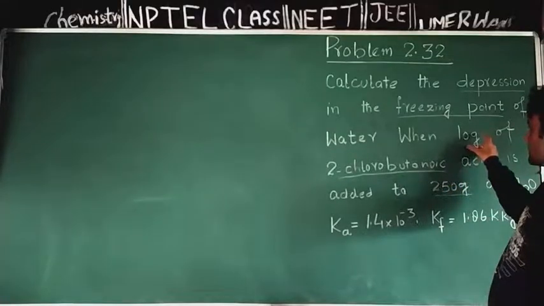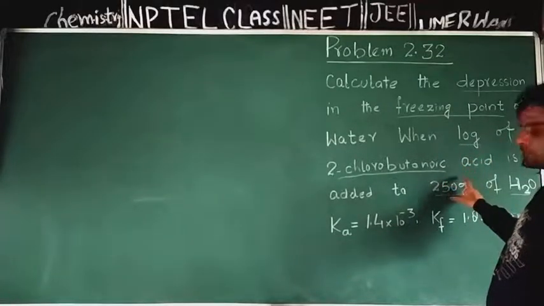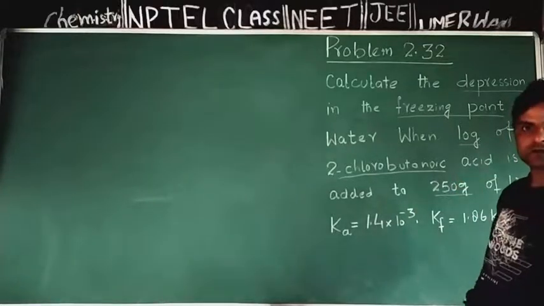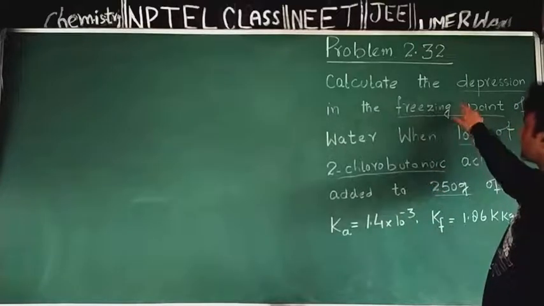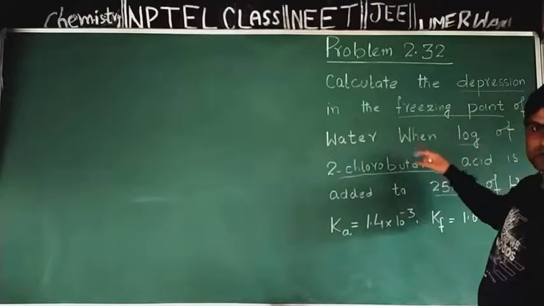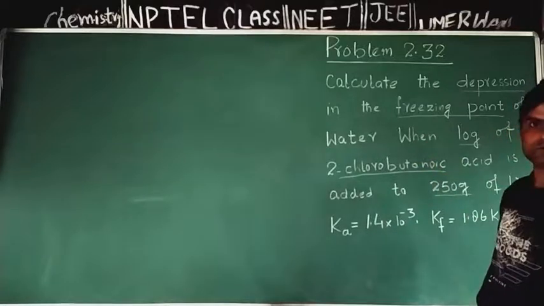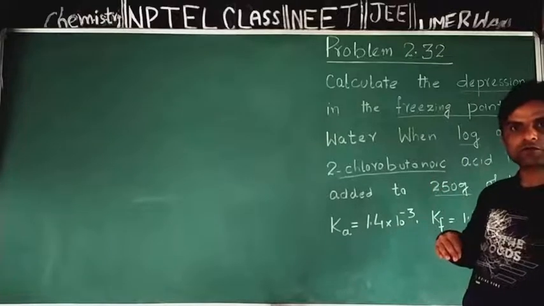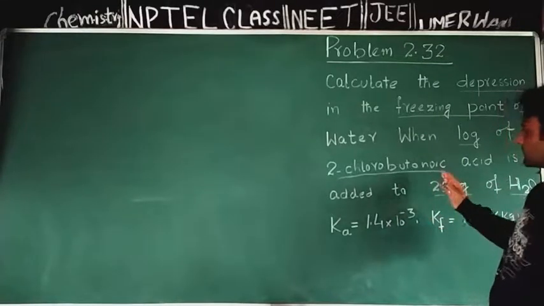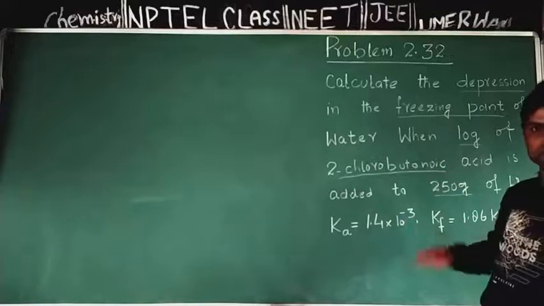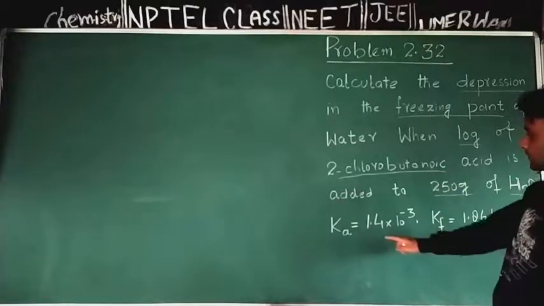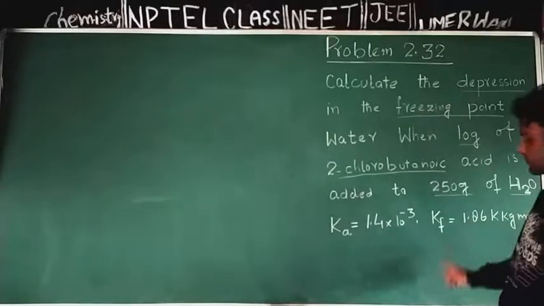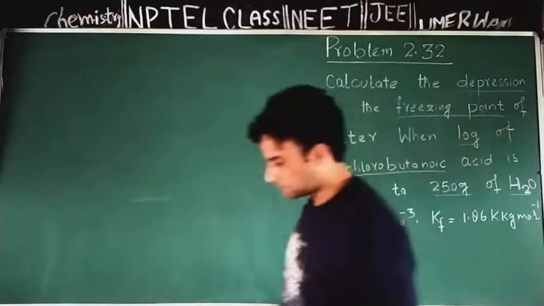Now we have to calculate that, or I may say like this: after addition of 10 gram of 2-chlorobutanoic acid to 250 gram of water, the solution now has lower freezing point than pure water. We now need to calculate freezing point of solution. First we need to calculate difference in freezing point of pure water and solution, and then we can determine the freezing point of solution, which will be lower than freezing point of pure water. Given is acid dissociation constant of 2-chlorobutanoic acid and molar freezing point constant of water 1.86.